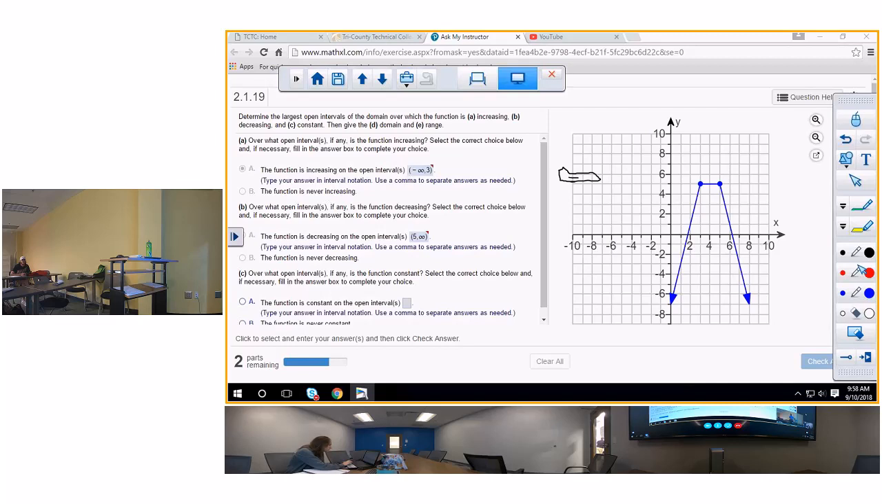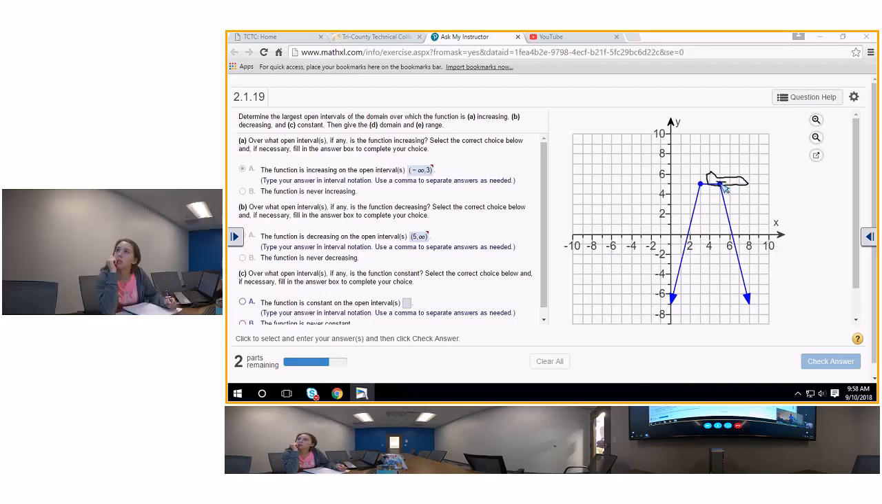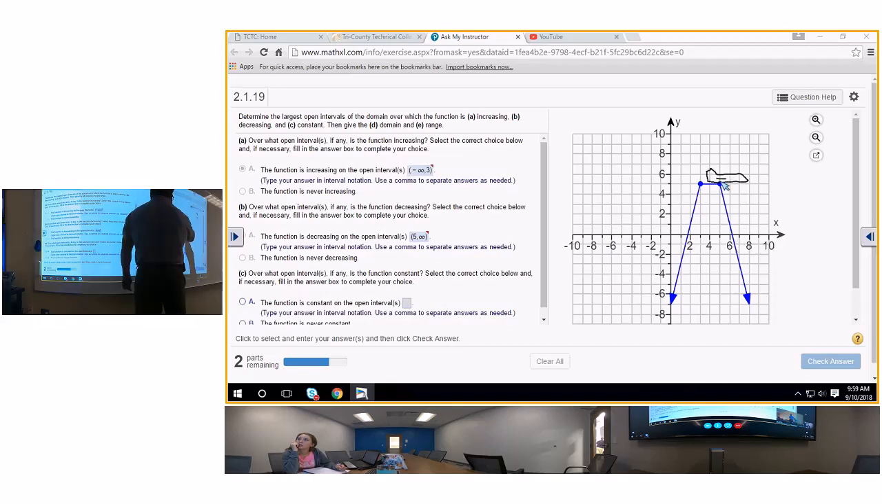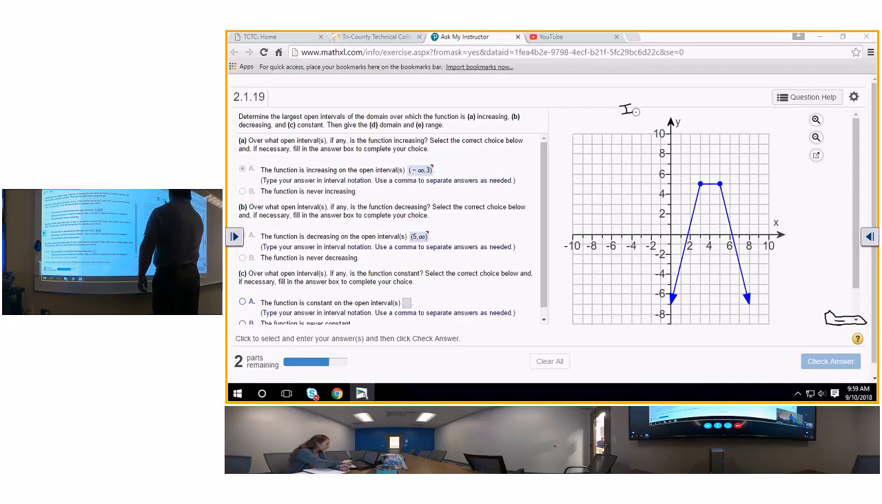So what's my plane doing from negative infinity? It's increasing to 3. So negative infinity to 3, it's increasing. What's it doing from 3 to 5? It's constant. And what's it doing from 5 to infinity? Decreasing. Okay, so that's your numbers. So increasing from negative infinity to 3, constant from 3 to 5, and decreasing from 5 to infinity.